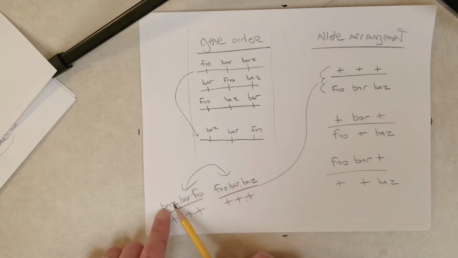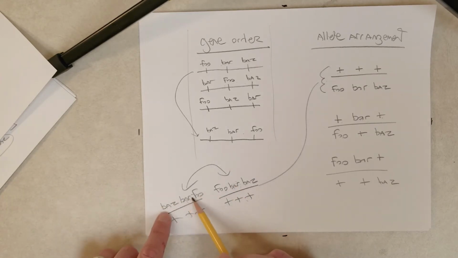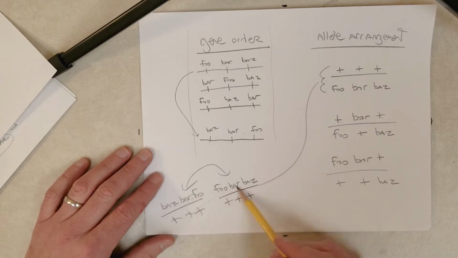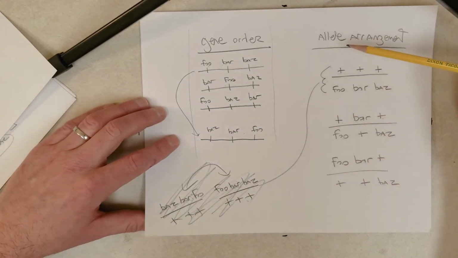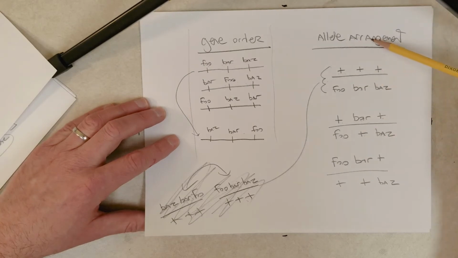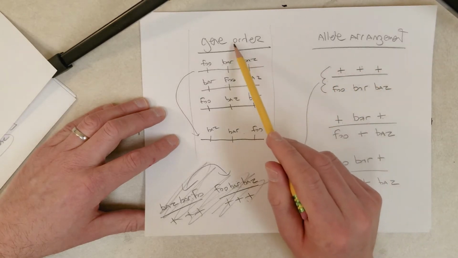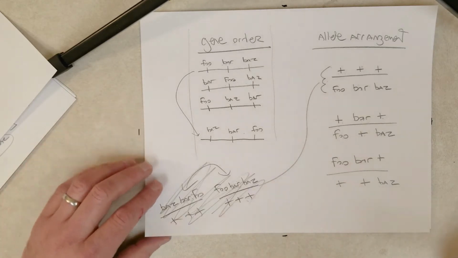We can't tell the difference with a 3-point cross between this scenario here where baz is listed to the left of bar and foo is listed to the left of bar. So those are equivalent. So this is allele arrangement. Allele arrangement is talking about the arrangement of alleles on the individual homologous chromosomes, and the gene order is referring to which gene is in the middle with respect to the other two genes.